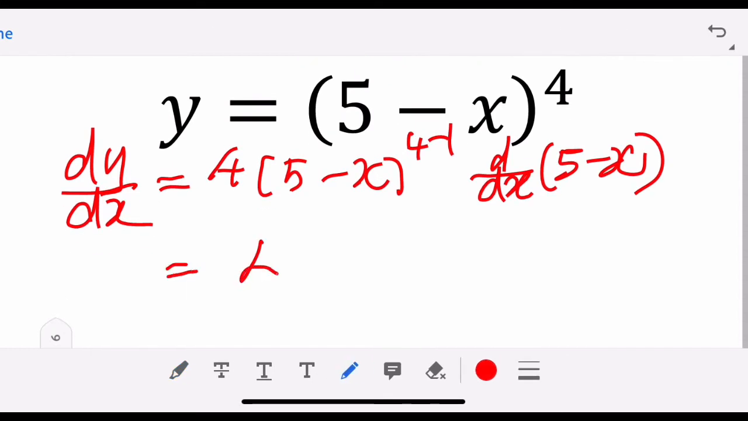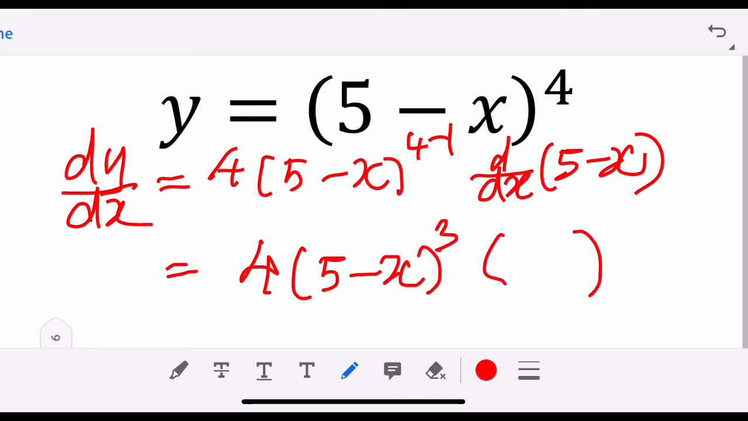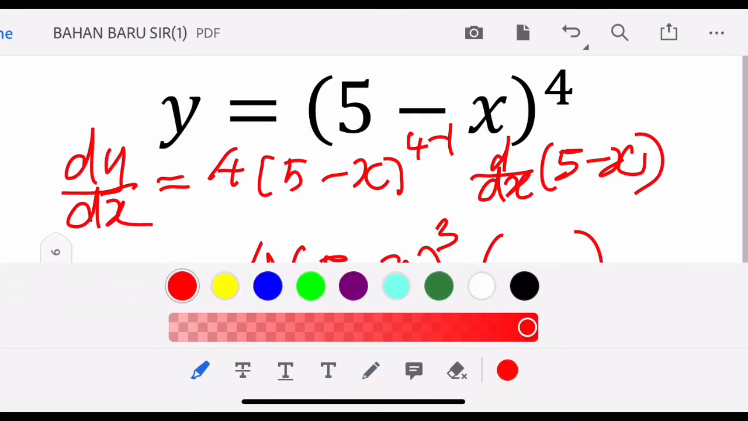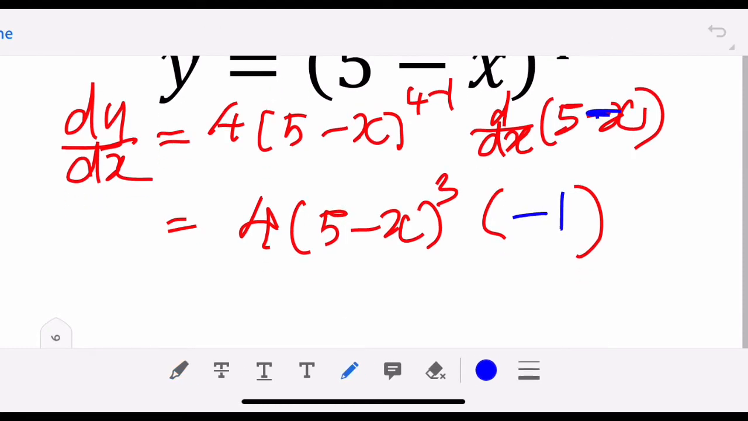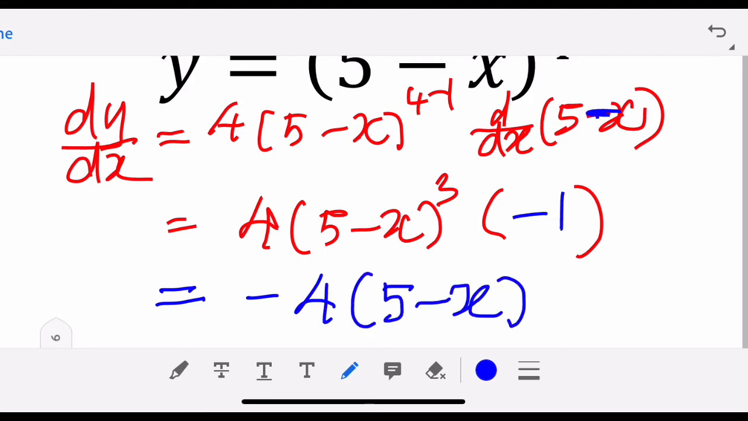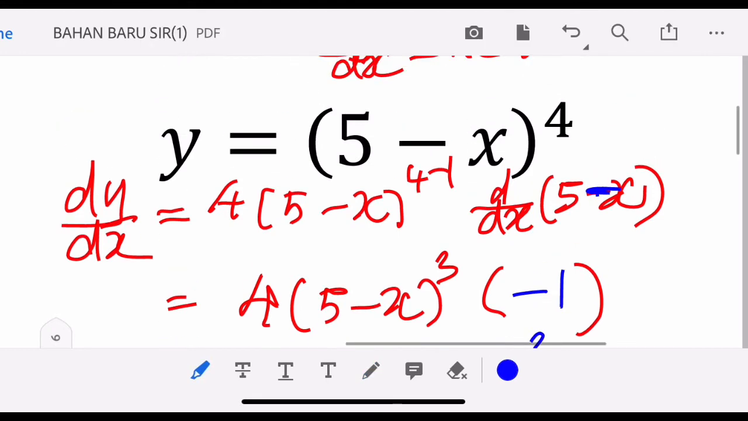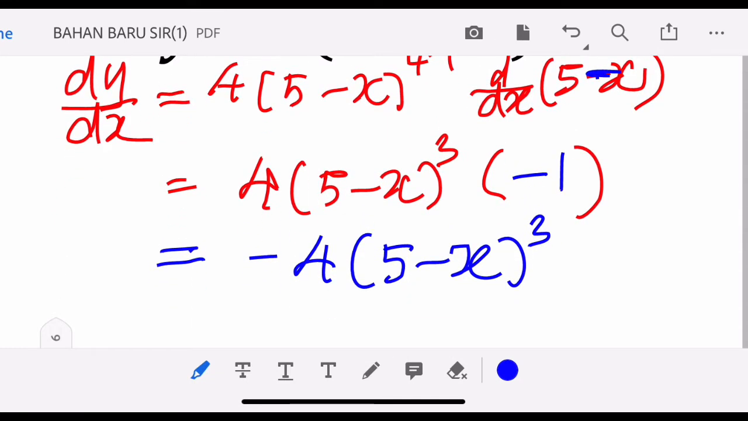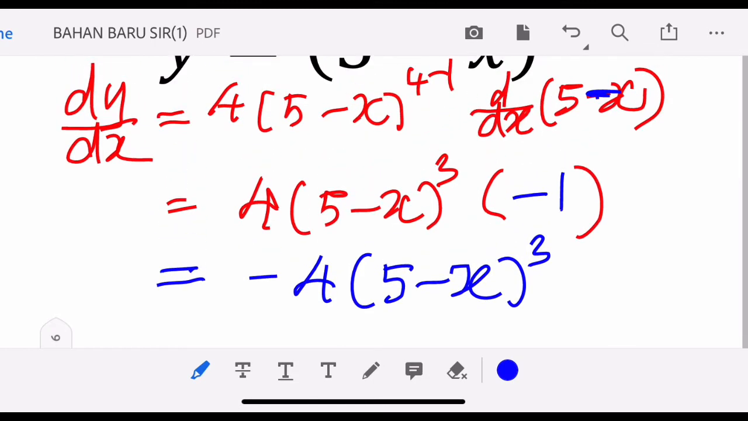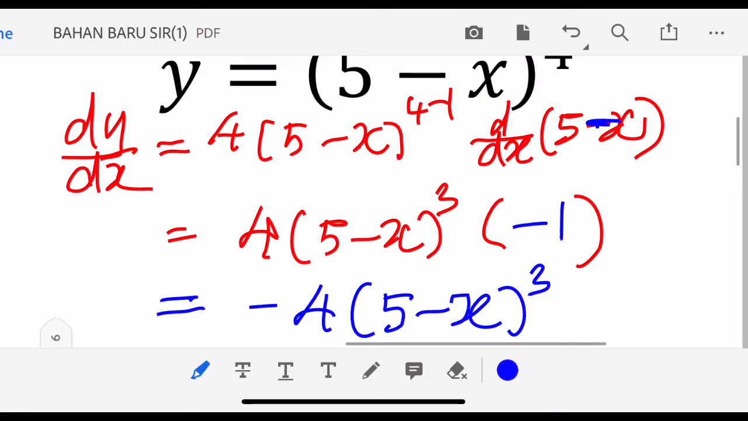When you have a bracket, you have two things to differentiate. Again, I simplify and I differentiate 5, I get 0. I differentiate negative x, I get negative 1. So don't forget to differentiate inside the bracket. Finally, you simplify your answer into the simplest form like this: negative 4 (5 minus x) to the power of 3. This is so-called chain rule.